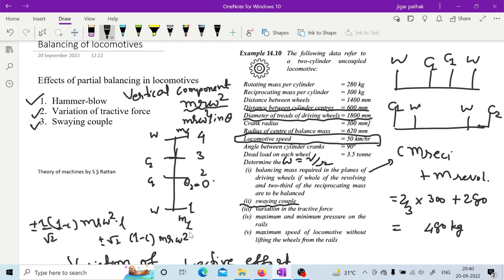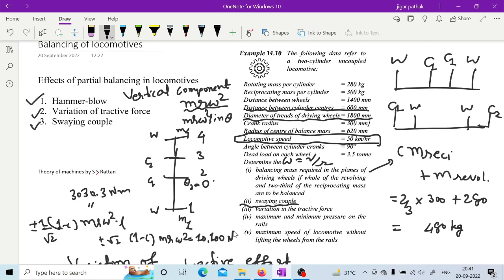Swaying couple is coming actually 3030.3 Newton meter, and the variation in tractive effort is coming as 10,100 Newton, right?